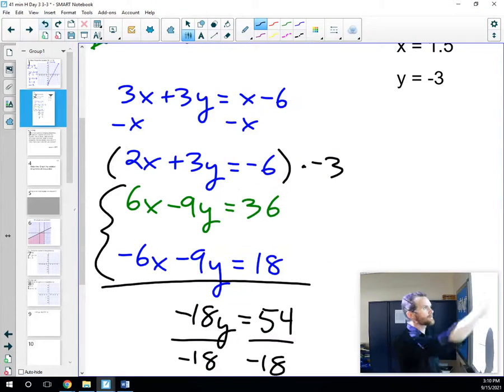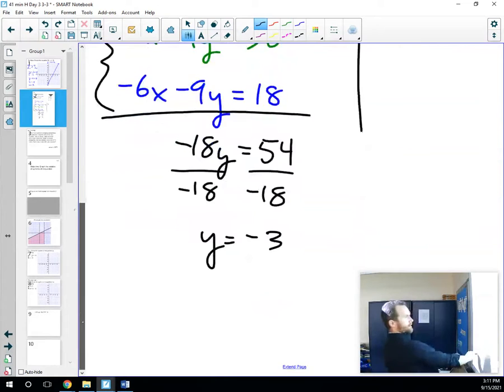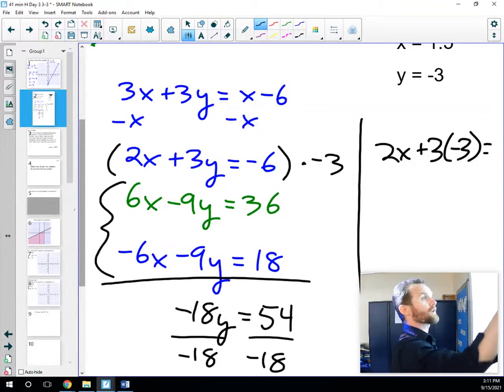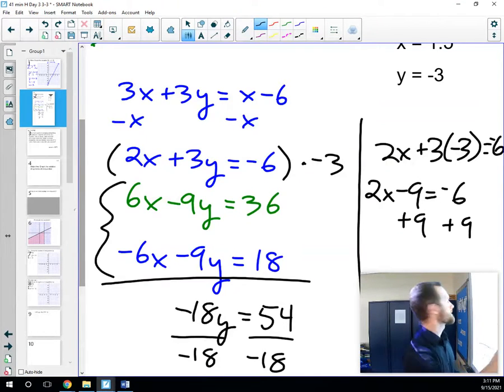Let me undo that. So let me draw a line here. So now I'm going to put 2 times, oh, y was negative 3. So it's still 2x plus 3 times negative 3 equals negative 6. Sort of running out of space there. And then we just solve. So it's 2x minus 9 equals negative 6. Add 9 to both sides.